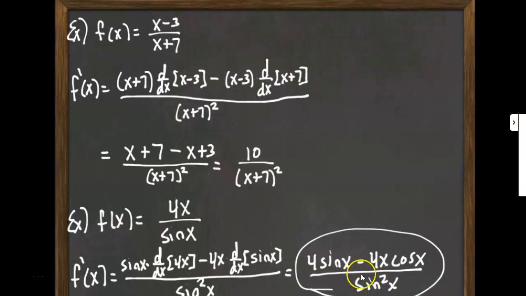Now we could break this apart and do 4 sine x over sine squared so that we could get 4 over sine. And we could rewrite that if we wanted as cosecant. And we could simplify this cosine x over sine squared to get some other expression. And we could write that out if we wanted to in that other form. But for now, we're just going to treat that as 4x over sine x. Its derivative is just that stuff.